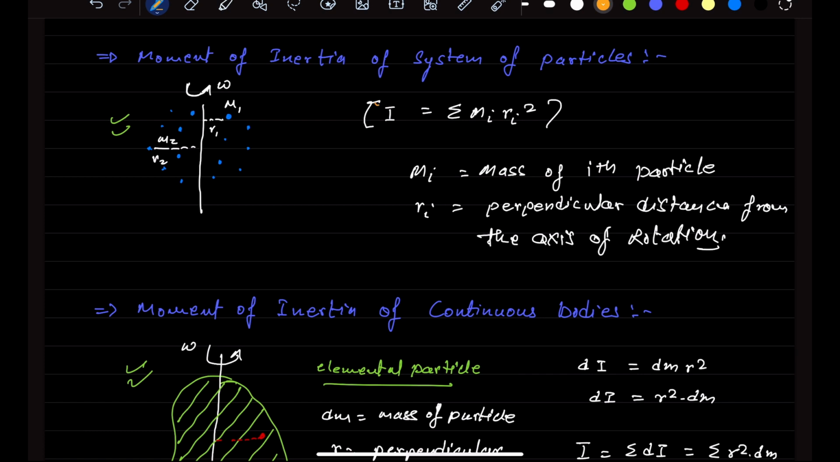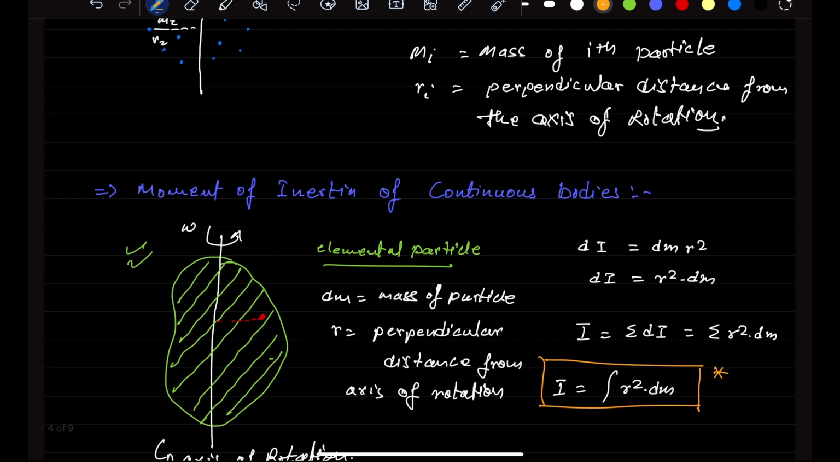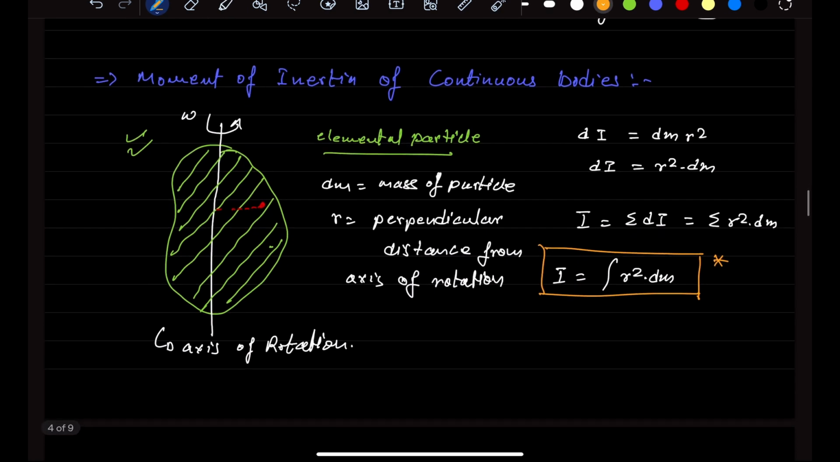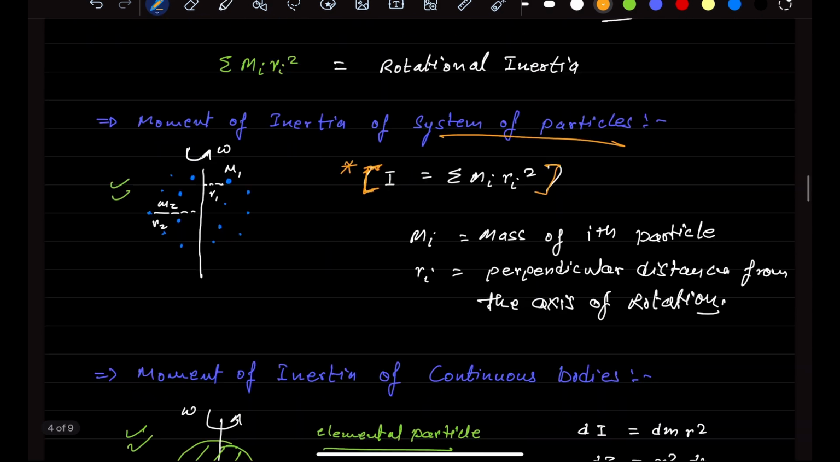And there is this formula, I is equal to summation of m_i r_i square. We are also going to apply this formula, but in which case? For the system of particles. There is a condition attached with that, and this is for any continuous body. Okay, so we have discussed something about the moment of inertia.